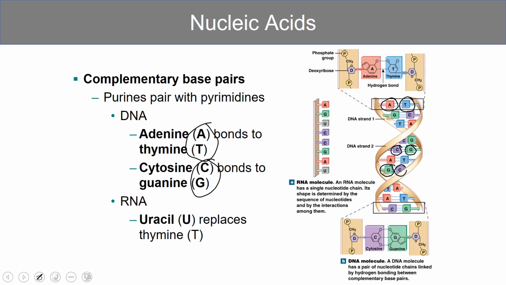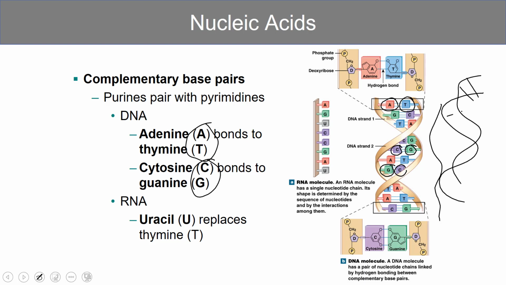So that is what complementary base pairing is, the fact that adenine always bonds to thymine, and that cytosine always bonds to guanine. Please remember that in RNA, uracil replaces thymine. So here we have that double helical strand found in DNA.